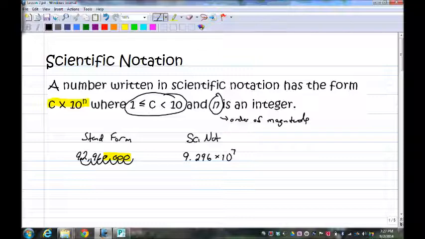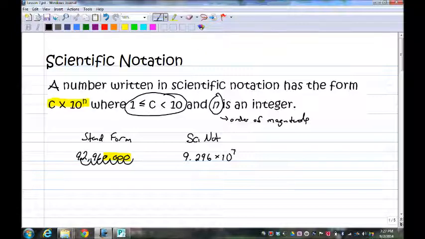So in other words, in scientific notation, here's my number, 9.296 times 10 to the 7th. If I wanted to write that in standard form, I would just take the decimal and move it 7 places to the right, and I would get what the actual number is in standard form or expanded form.